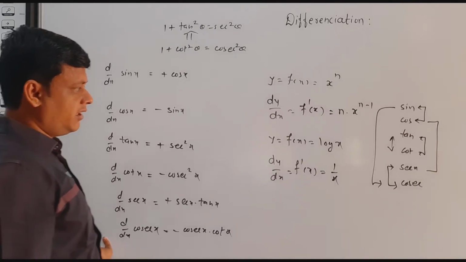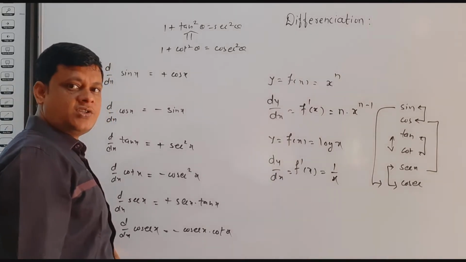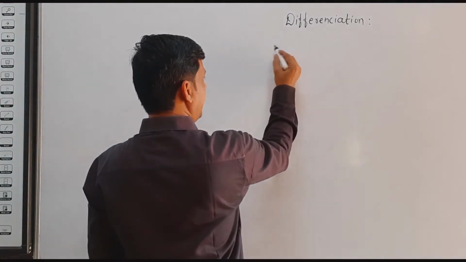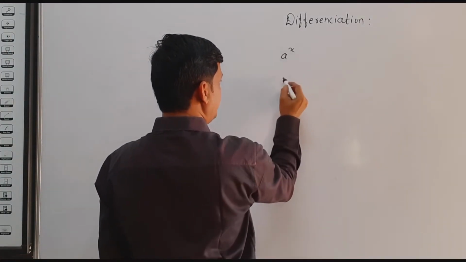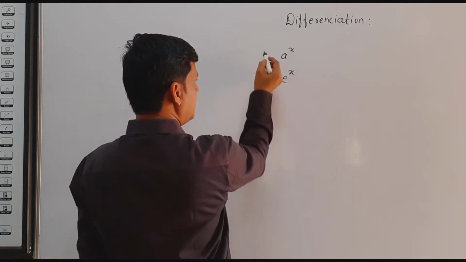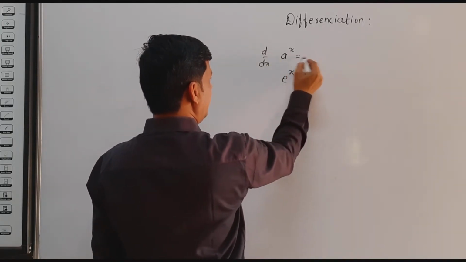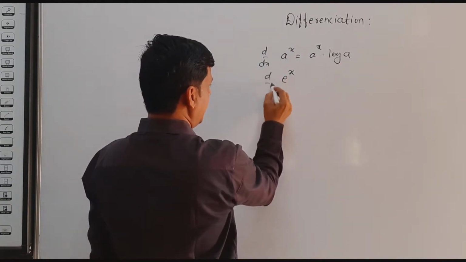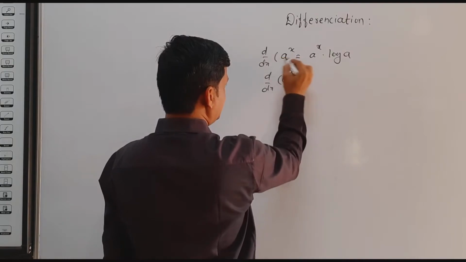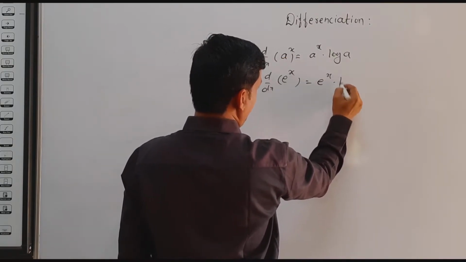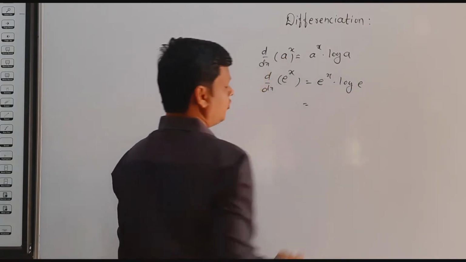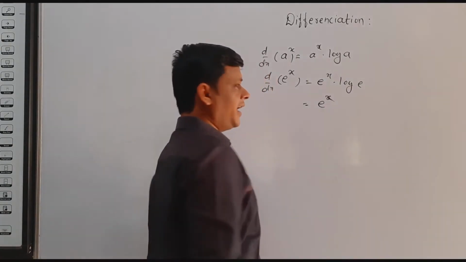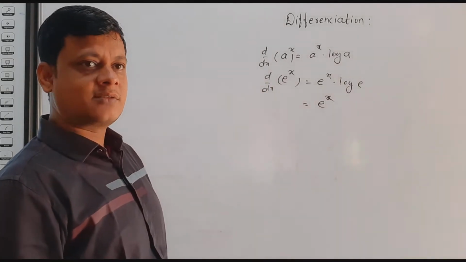Next we see the derivative of exponential functions. Exponential functions are a raised to the power x and e raised to the power x. The derivative of a raised to the power x is a raised to the power x into log a. The derivative of e raised to the power x is e raised to the power x into log e, and we know that log e is 1. So we write the derivative of e raised to the power x as e raised to the power x.